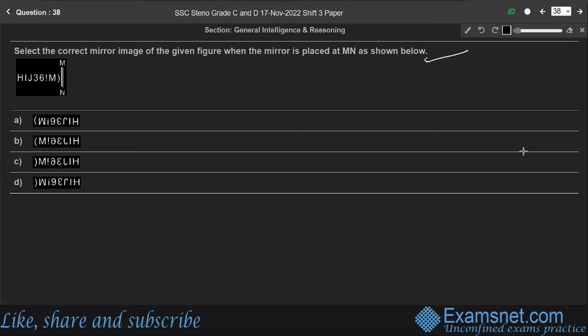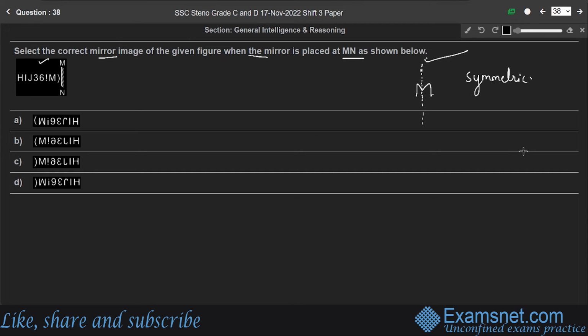Question 38. Select the correct mirror image of the given figure when the mirror is placed at MN as shown below. So this is the given figure, which has a few letters and numbers, and the mirror is placed at MN. When it comes to mirror images, you should know symmetrical and non-symmetrical figures. When an imaginary line passes through the middle region of the letter M, it divides the letter into 2 equal parts. Such letters are called symmetrical ones.